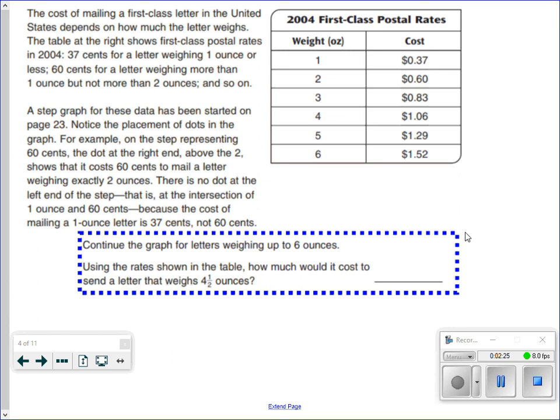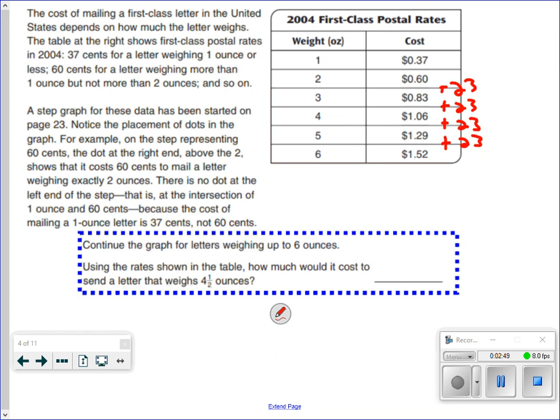So if we take a look here, 1 ounce is 37. 2 ounces is 60. 3 ounces is 83. So once you get to that 2 ounce mark, it actually goes up 23 cents each time. It has an increase of 23. You see how that works, kids? If you add 23 cents to each one, it goes to the next ounce.